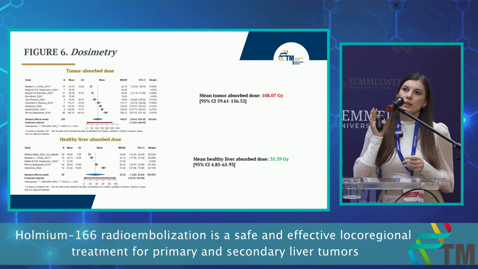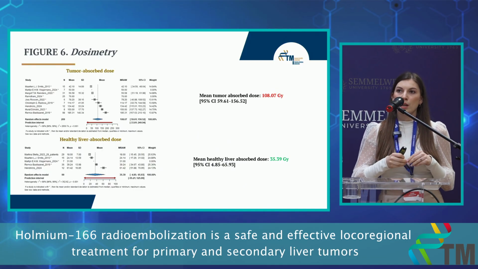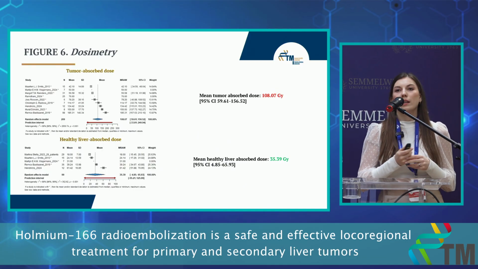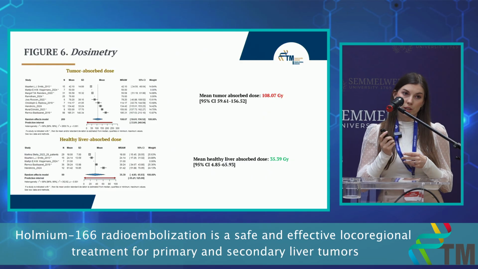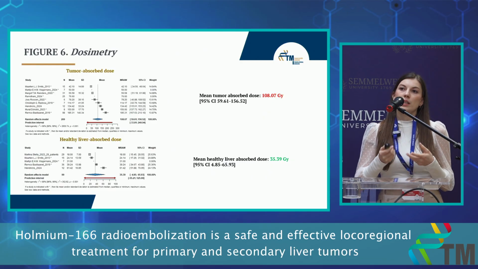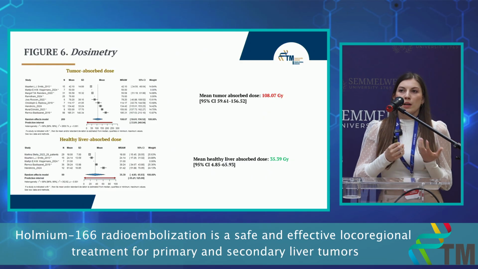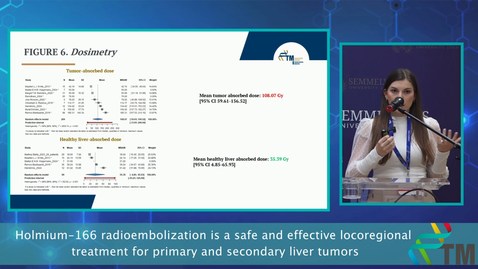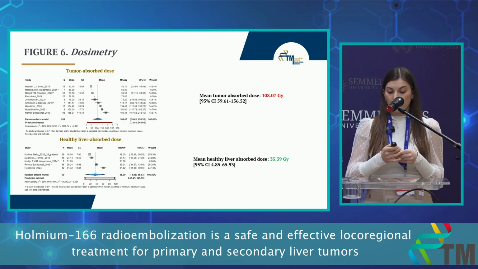And here you can see that the mean tumor absorbed dose was almost 3 times higher than the dose absorbed by the healthy liver tissue, which not only indicates that holmium therapy was effective, but that it was safe, as the liver can handle up to 6 degrees without failure.